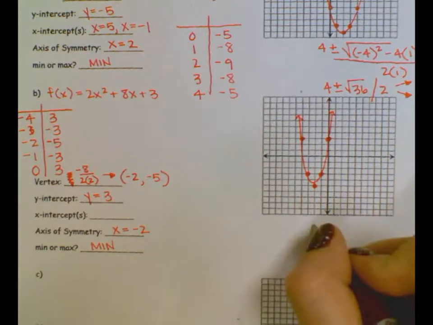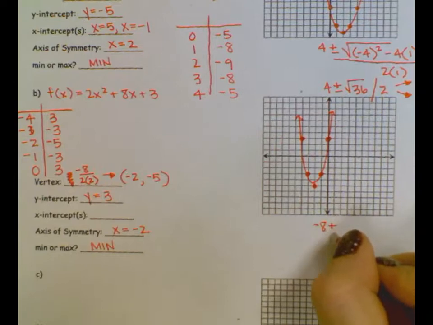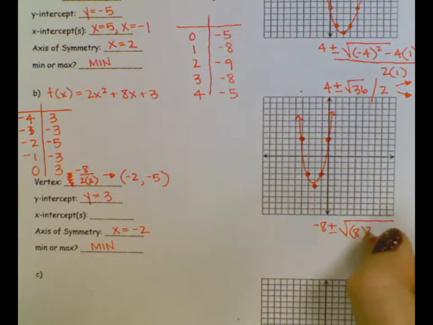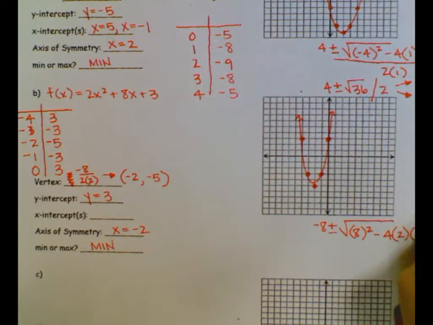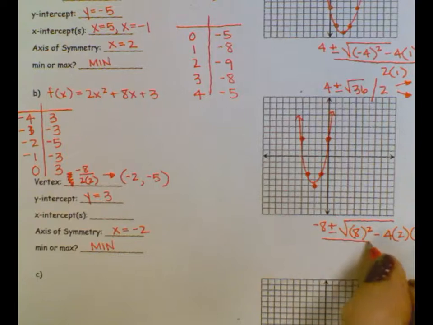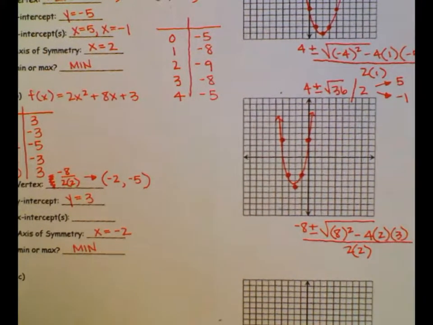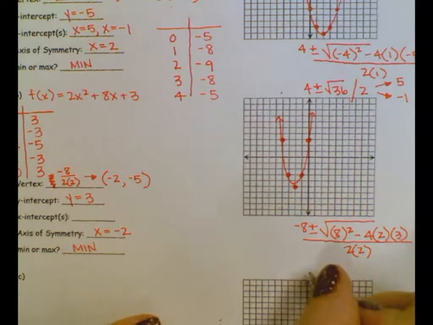So negative b plus or minus the square root b squared minus 4ac all over 2a. All right, let me scoot them over a little bit. Okay, now, only in your calculator, the underneath. So 8 squared minus 4 times 2 times 3, which is 40.